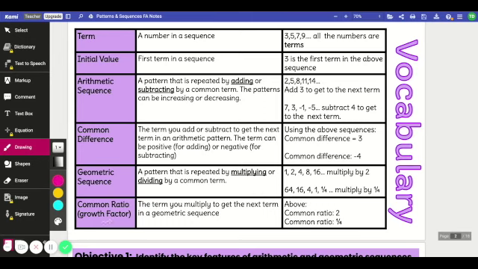Common ratio or growth factor is the term that you multiply to get to the next term in a geometric sequence. So in the above examples, the common ratio would be 2 because we're multiplying by 2. In the second example, the common ratio is 1/4 because we're multiplying by 1/4.